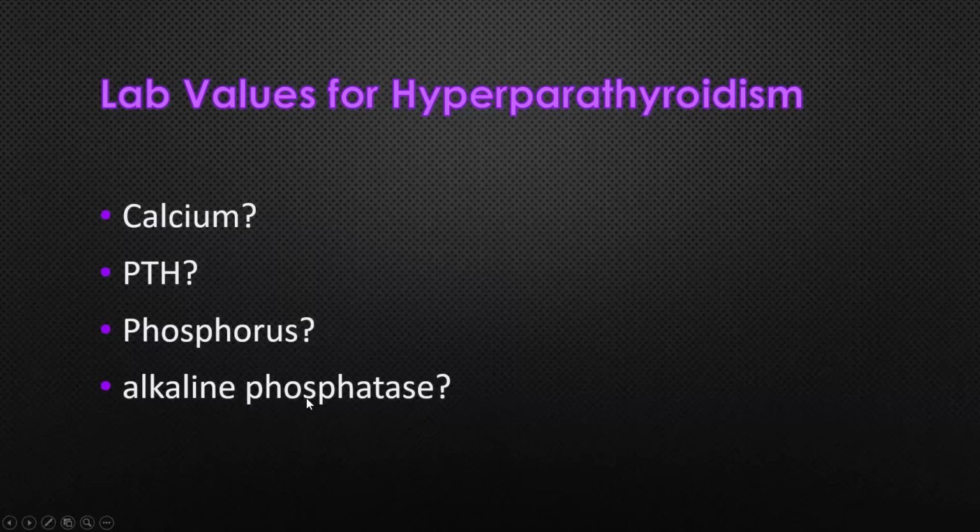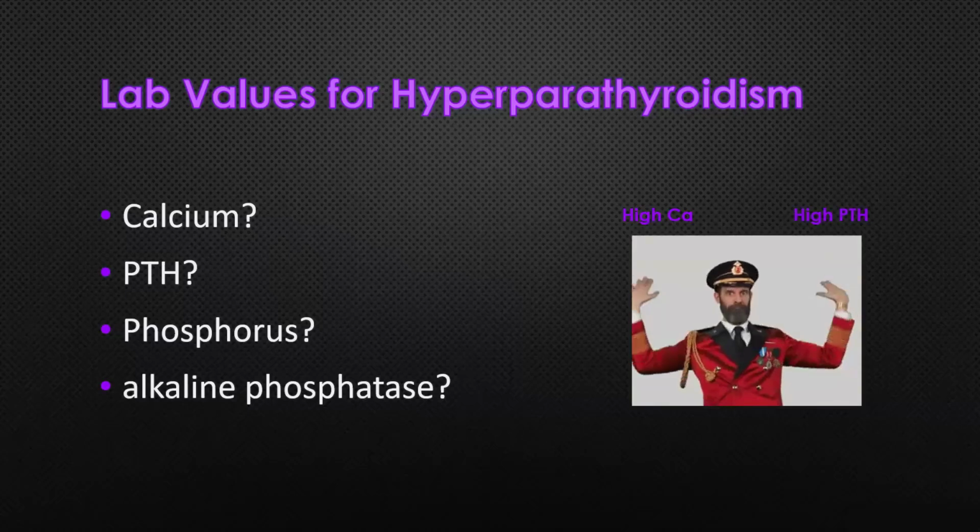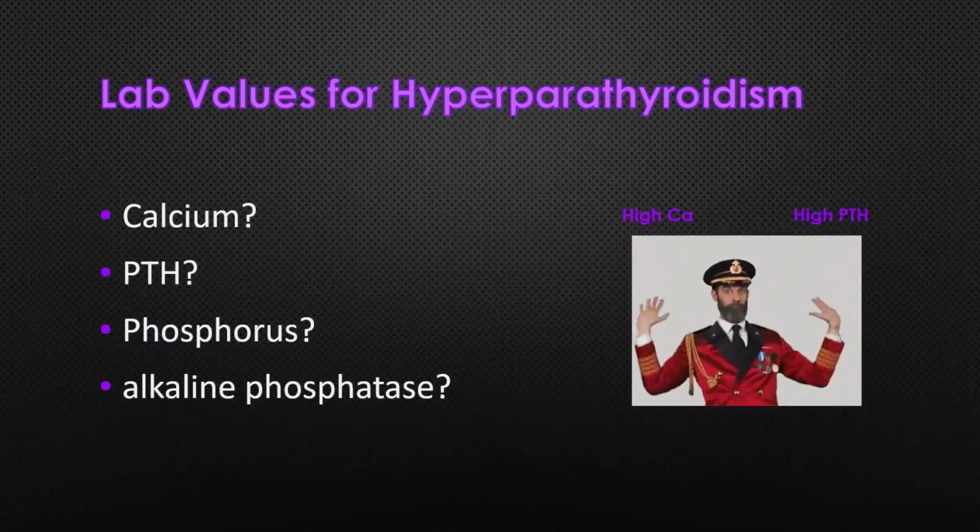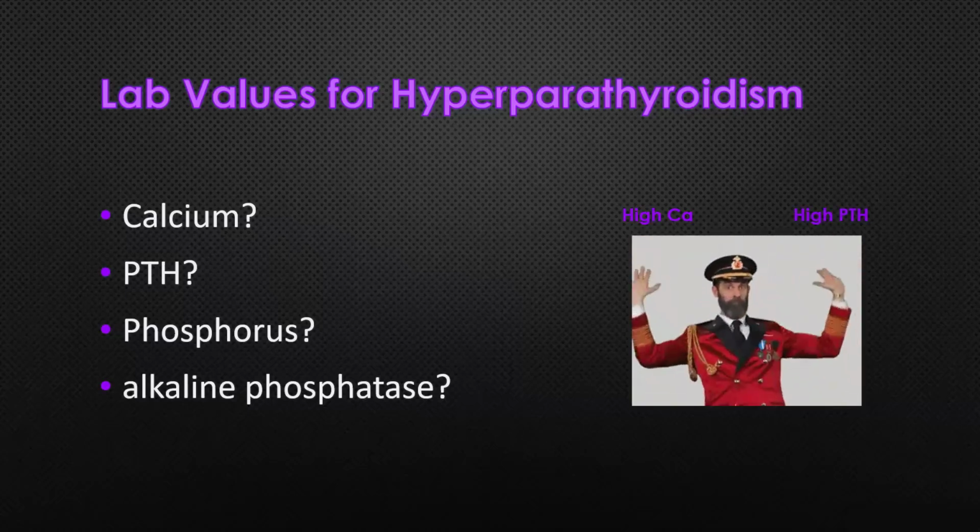Alkaline phosphatase, we said a lot of these, it can be high. Anything that causes increased bone metabolism, ALP can be high. And so don't think just because you see high ALP, it has to be Paget's. But it's super high in Paget's. So that's a good way to remember. High PTH. So yeah, think of this guy. If you see both of those, it's a slam dunk. You can celebrate.